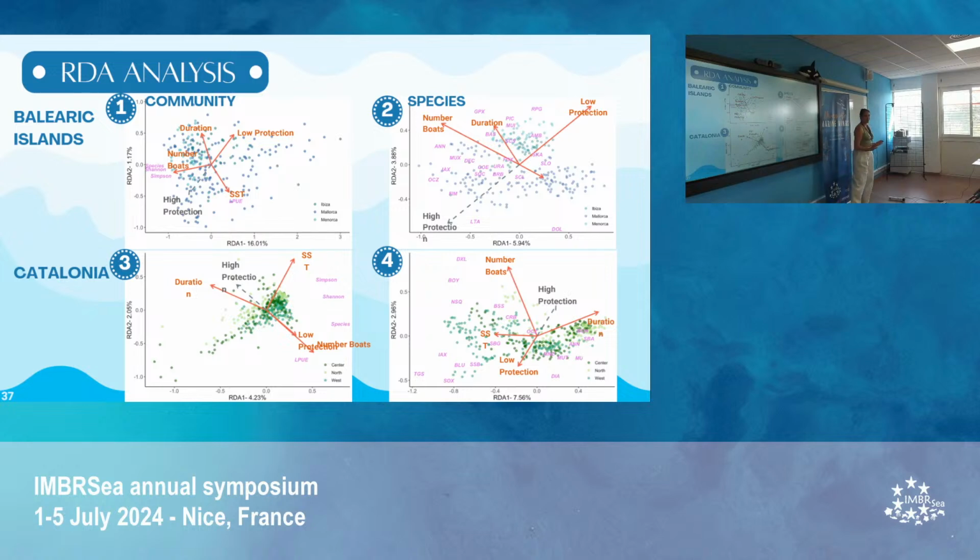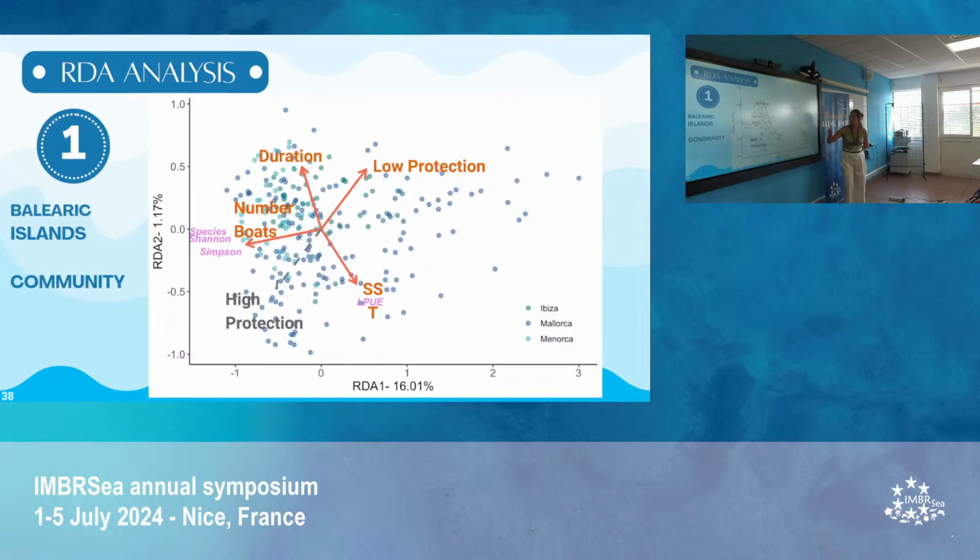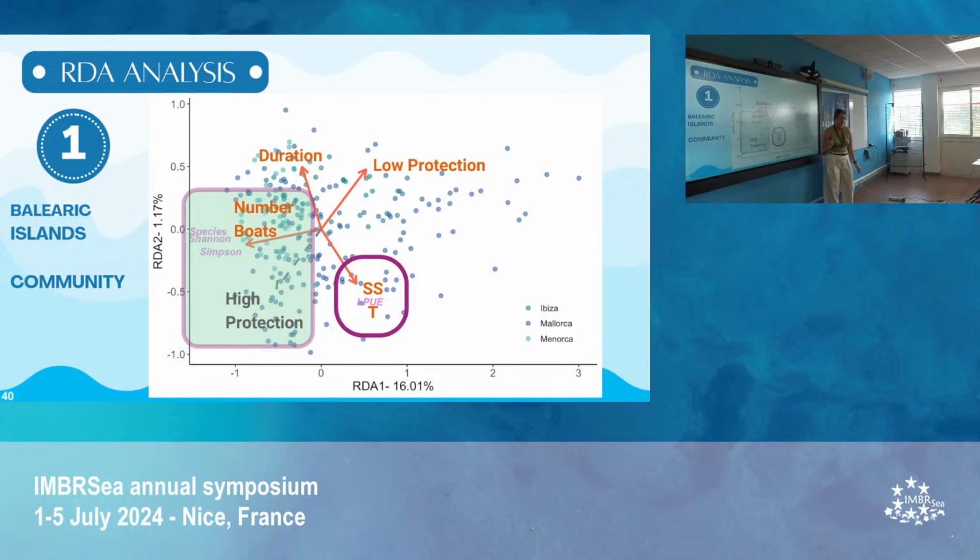Okay, so my 4 RDAs, the first being the Balearic Islands community, and then we'll go through all 4, and I'll try to pinpoint the most important aspects of each. So on the Balearic Islands, we have sea surface temperature highly influencing LPUE. And then you can notice that our biodiversity and species richness are all grouped together, which kind of makes sense, between number of boats and high protection.